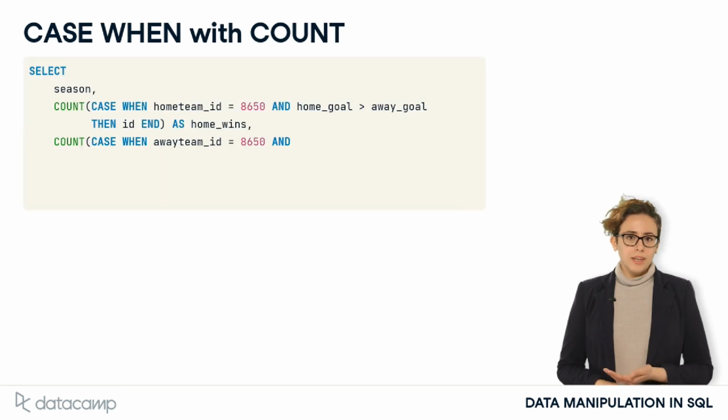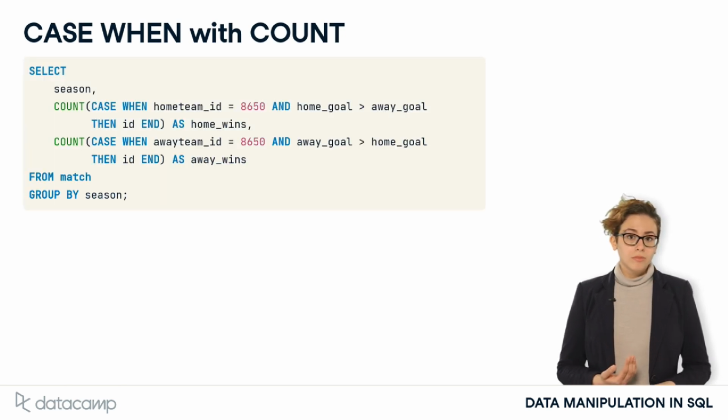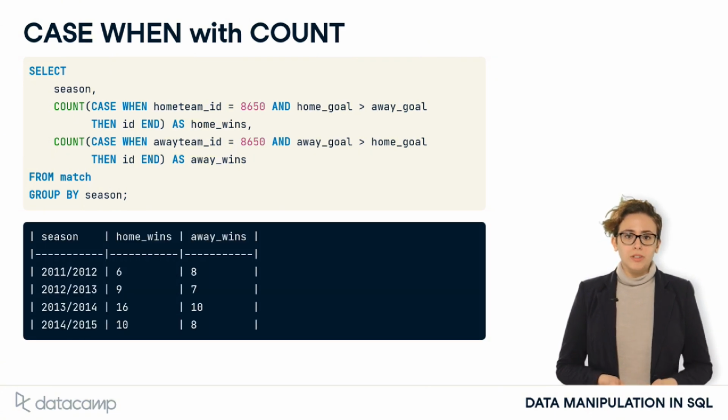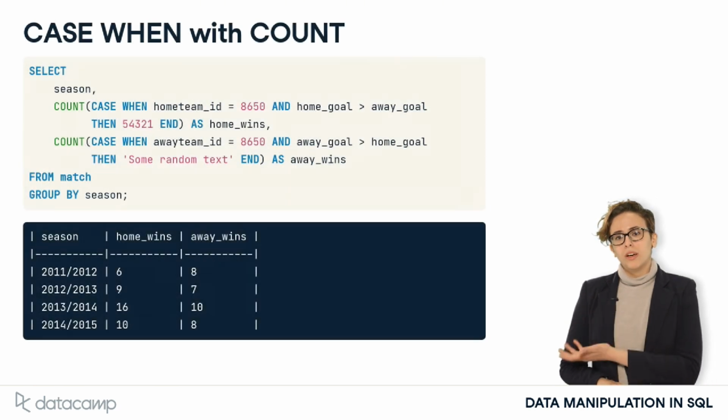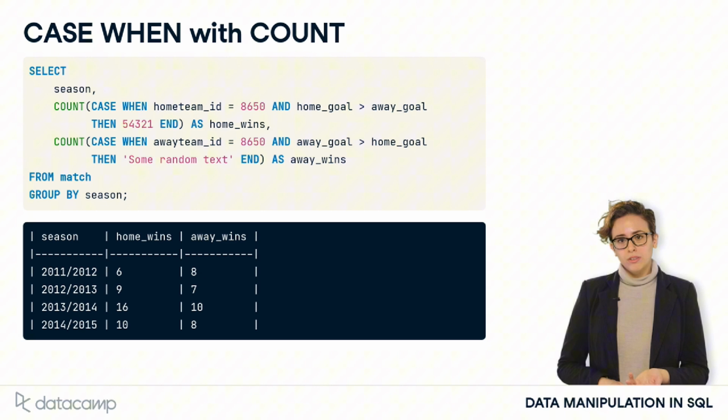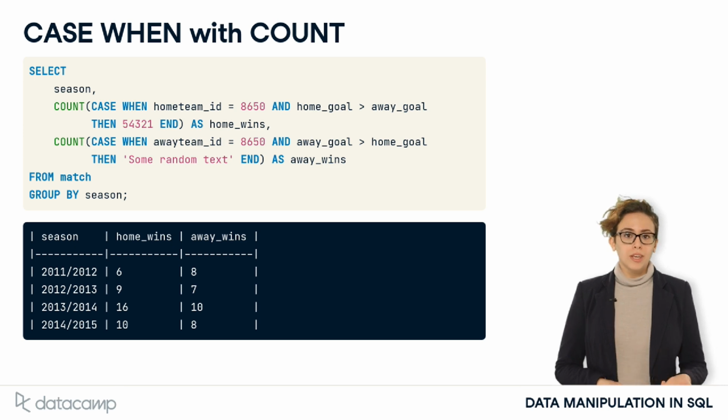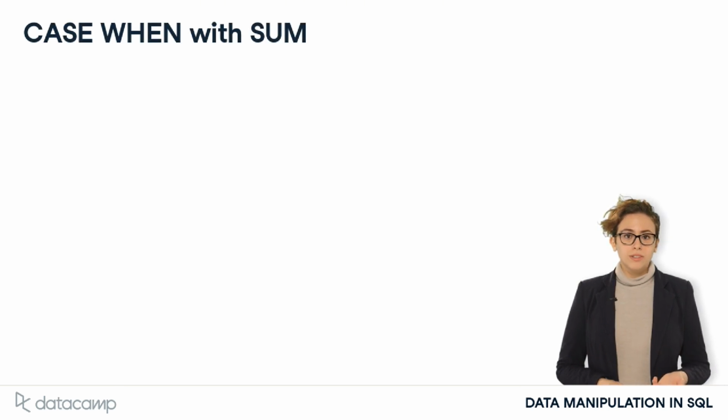You then add a second case statement for the away team and group the query by the season. When counting information in a case statement, you can return anything you'd like. A number, a string of text, or any column in the table. SQL is counting the number of rows returned by the case statement. Similarly, you can use the sum function to calculate a total of any value.